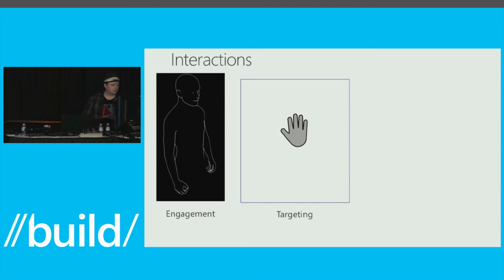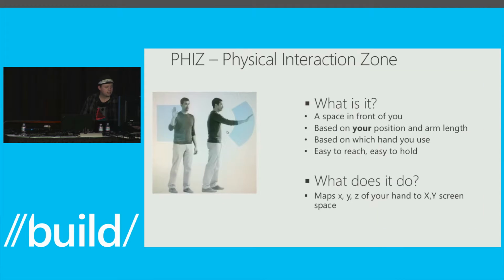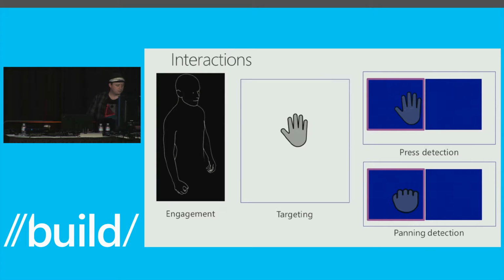And I'm actually not going to talk through the interaction stuff in detail. At high level, there was engagement. Engagement is really simple. I raise my hand. I think this guy's actually a video. Hey, he raises his hand. Targeting, how I identify what on the screen I'm actually interested in. Activation, so actual press detection. And then panning or movement.